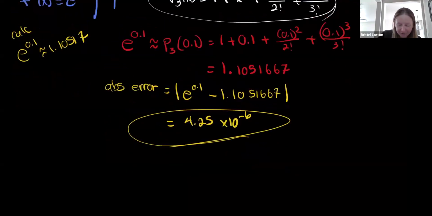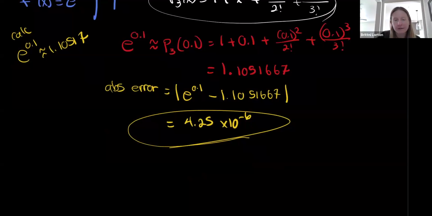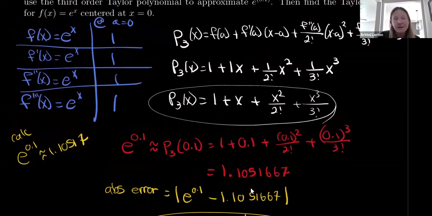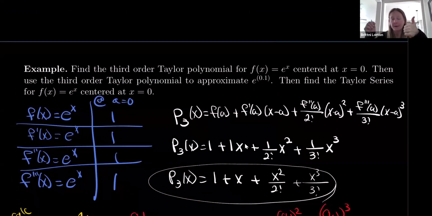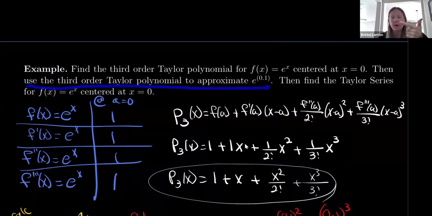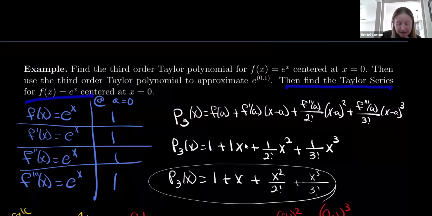All right, so I did ask for another part. Let me scroll back up so you can see, because there was more to this question, and I want to make sure I answer it. We answered part A: find the third order Taylor polynomial. Check. Circled it. We answered part B, which was estimate e to the 0.1. Check, we're good.